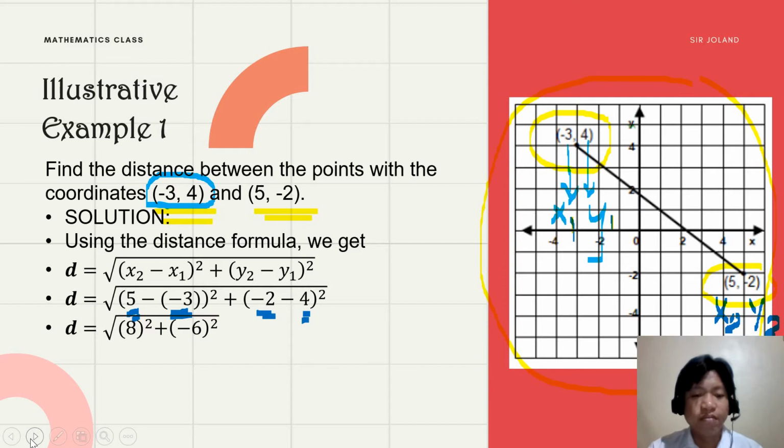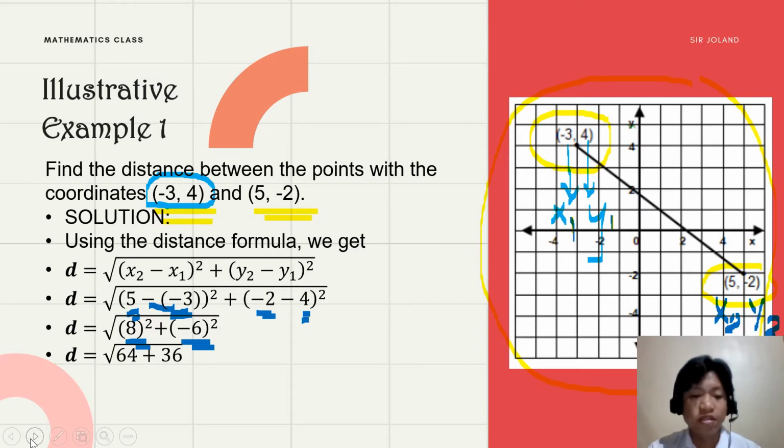So, you have 5 minus negative 3 is positive 8. Okay, kasi magiging positive yan. And then, you have negative 2 minus 4 is negative 6. Okay, yeah. So, that will be our next equation. Continue lang natin yan. So, next is, we get the exponents niya. Okay, so we simplify this by getting the square of 8 and the square of negative 6.